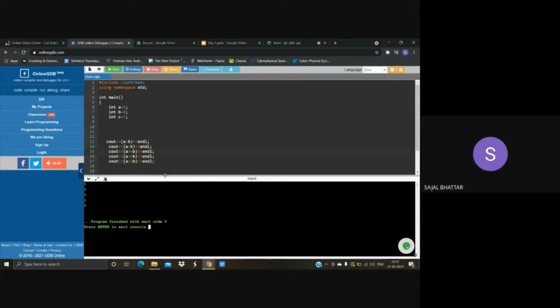So in the first case, since A is greater than B, we're getting the value as 1. In the second case, we're checking whether A is less than B, and we're getting the value 0 because this statement is false. In the third case, we are seeing if A is equal to B or not, which is false, so we're getting the value as 0. Similarly, you can see the last two cases. So this is how the relational operator works.